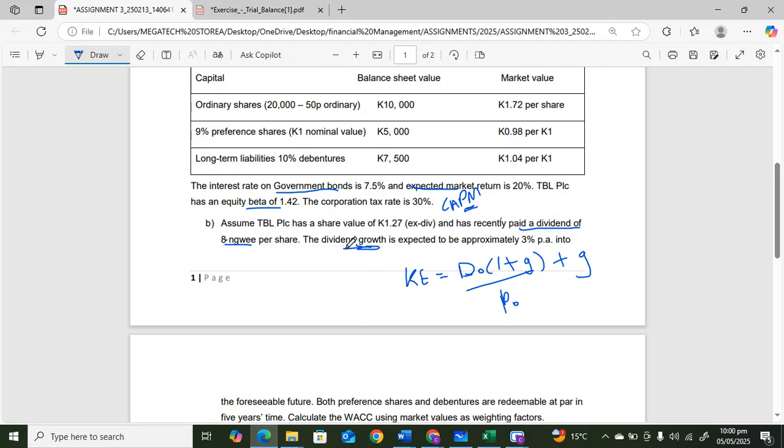So this is the formula. I don't want to say that they give it to you. I'll check in the past papers. Or if anyone has seen a past paper, check if this formula is given. D0 represents the dividend that has been paid. So this is 8 ngwe. How do we convert this into kwacha? Because we're dealing with kwachas here.